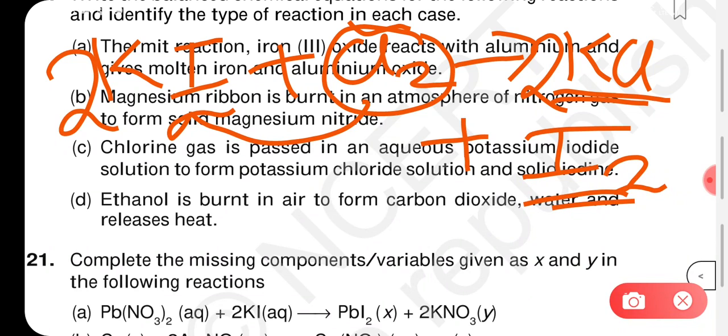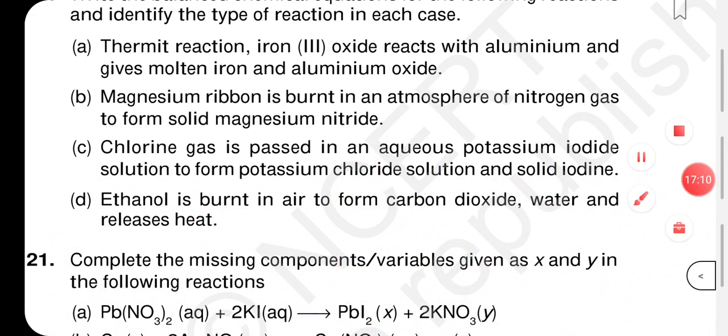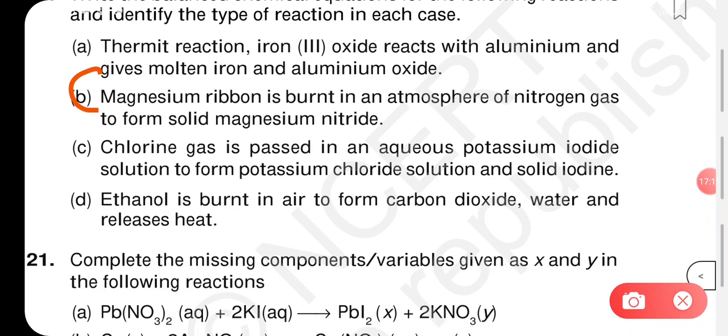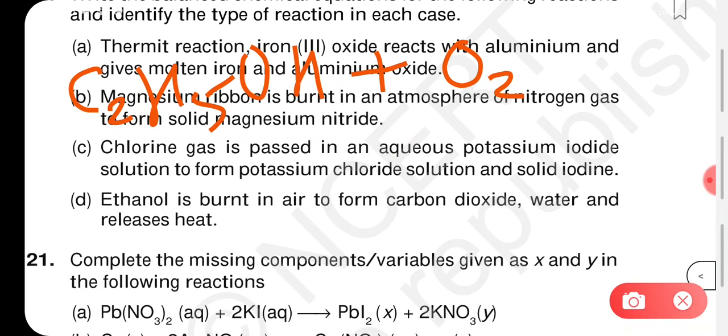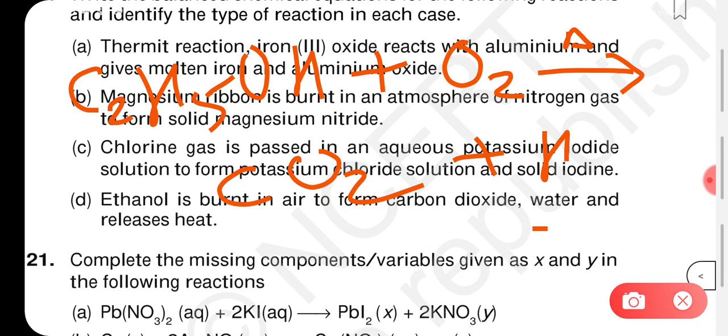Okay, and moving on to the next question, that is D. In this question ethanol is there and it is burnt in air. So let us write ethanol first, that is C2H5OH. This is ethanol, it is burned in air, means in the presence of oxygen. You can write that it is burning in the presence of oxygen. What does it give? It gives carbon dioxide, so you will write CO2, and you will have to write water, that is H2O. Also heat is being produced, so write heat also.